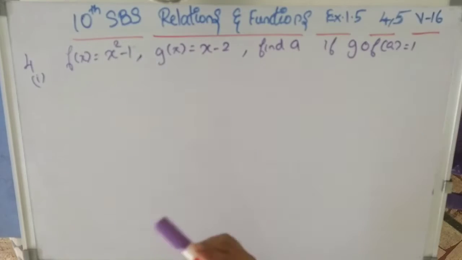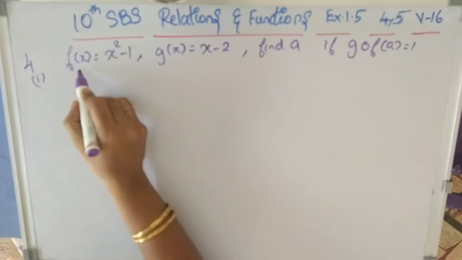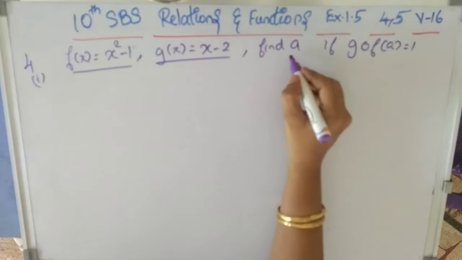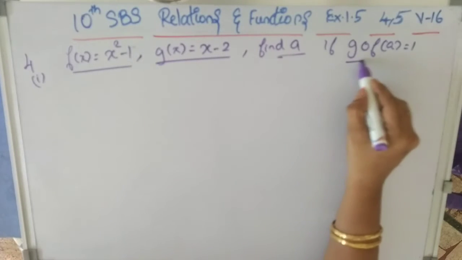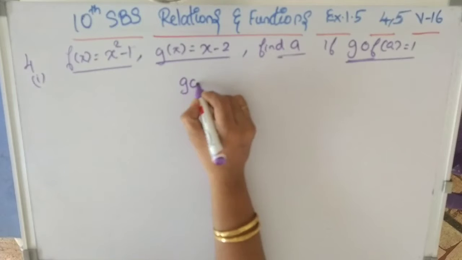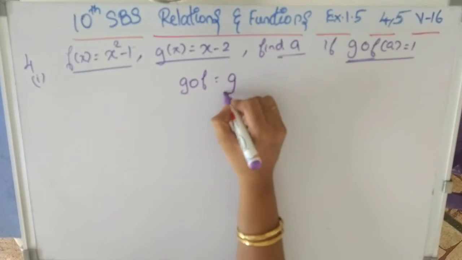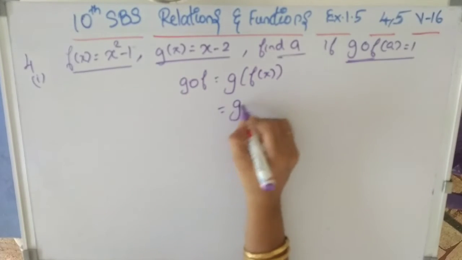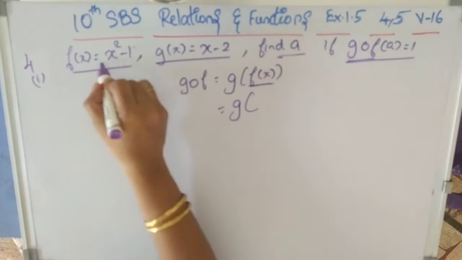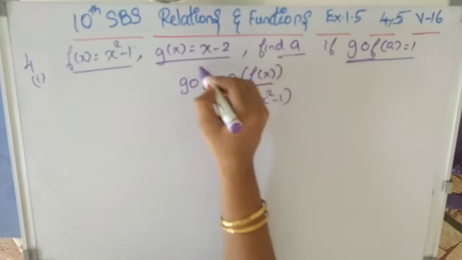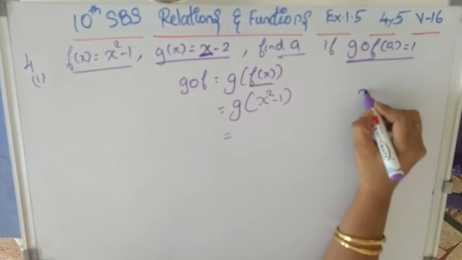In the fourth sum, here f of x is equal to x squared minus 1, g of x is equal to x minus 2. You have to find a, given g dot f of a is equal to 1. This is the condition given. We have to use that to find a. Now let's find g dot f. That is g of f of x. So g of, what is f of x? x squared minus 1.